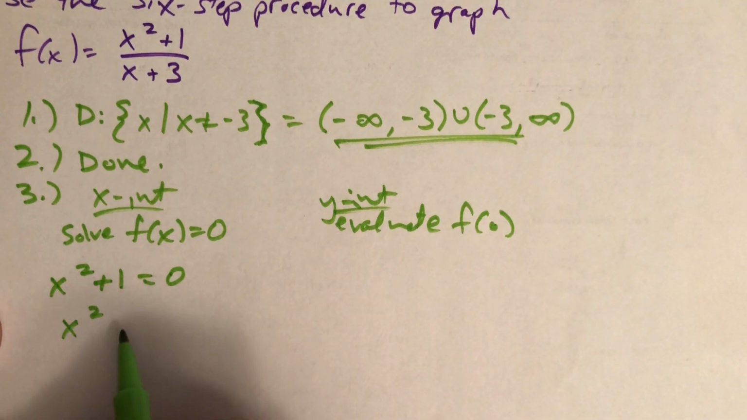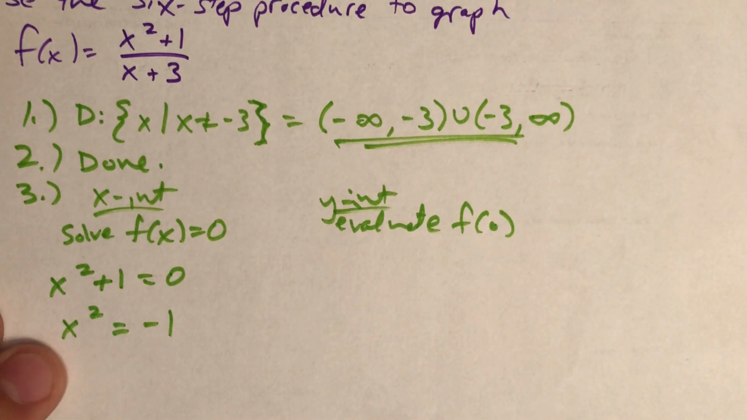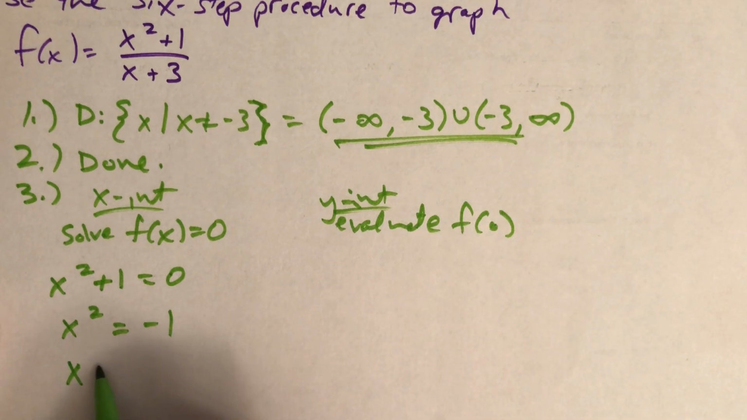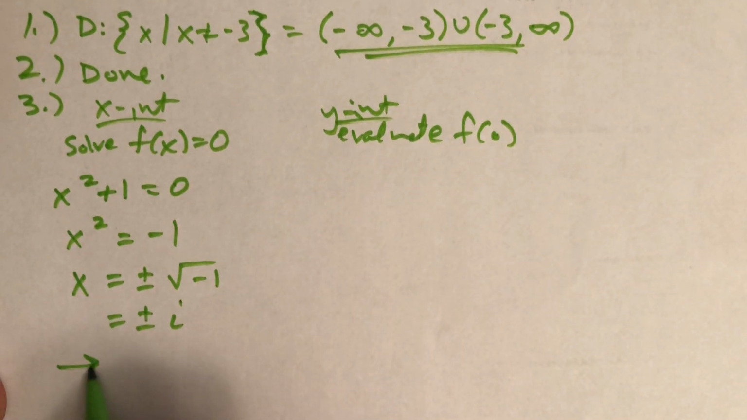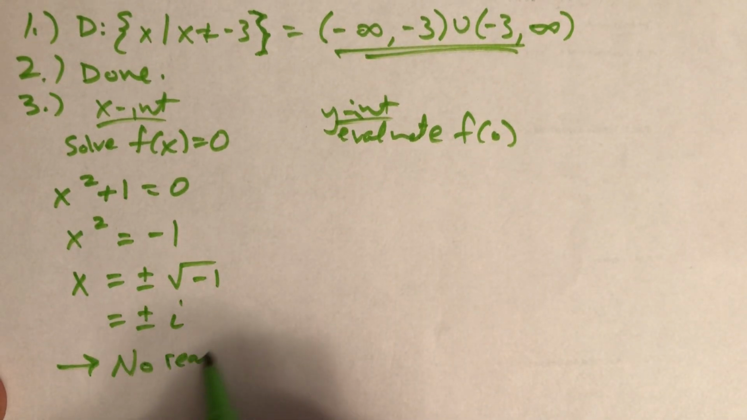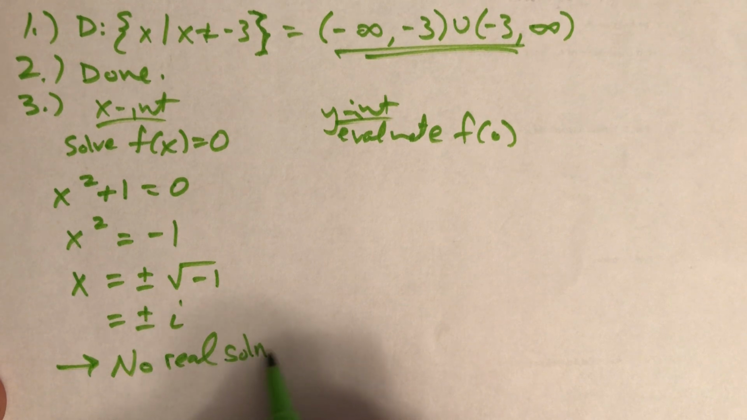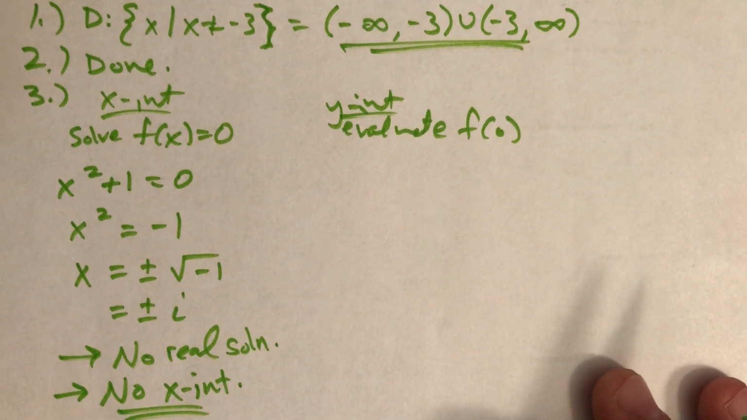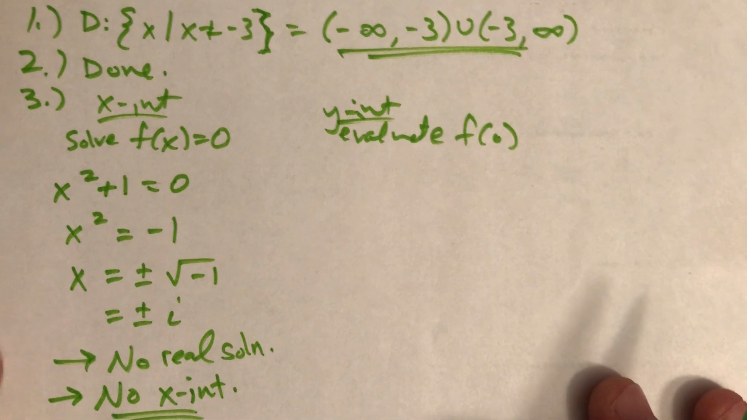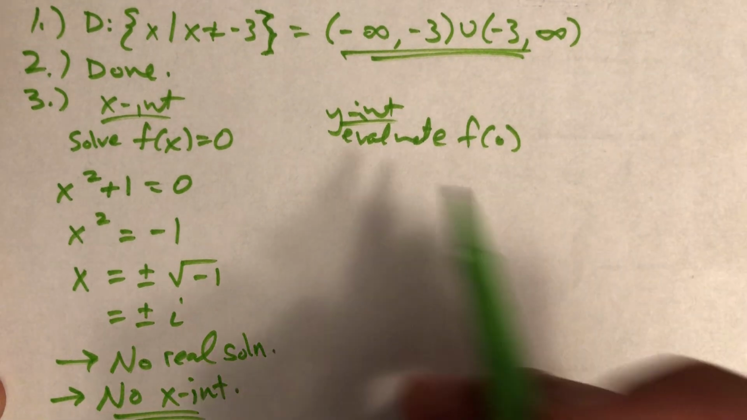We can subtract 1 from both sides. Then we've got x equals plus or minus the square root of -1. So this is plus or minus i. So we say that this is no real solutions. That means that there are no x-intercepts. Because there are no real solutions to that nice equation, there's no x-intercepts. So that's going to be all right for us.